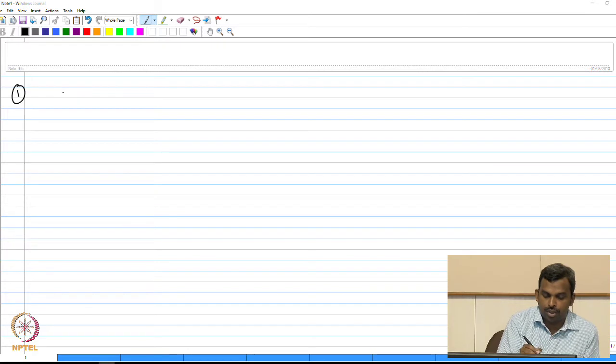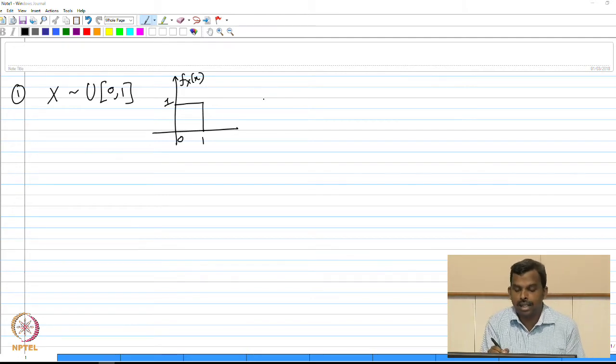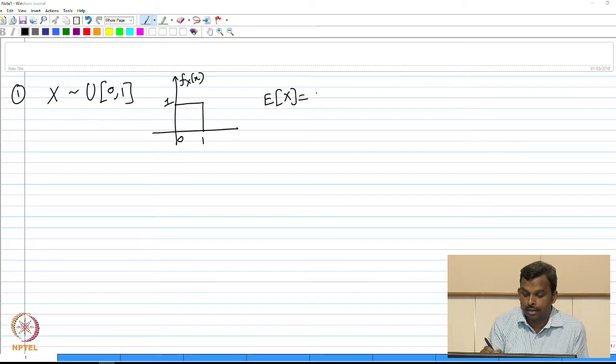Let's take a very simple distribution to start with. Let's say x is distributed uniformly in the interval 0 to 1. Okay, so this is an easy distribution. If you want to draw the PDF fx of x, it looks like this: 0 to 1 and 1. And Professor Arvind did this calculation in the lecture. You know that expected value of x is half.